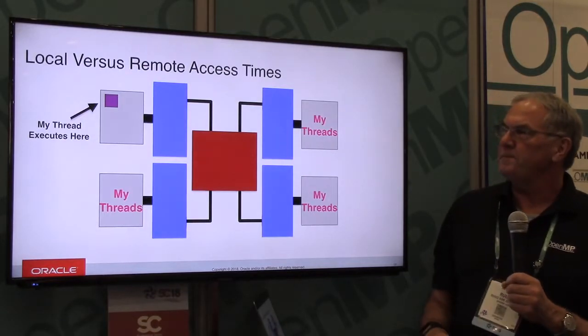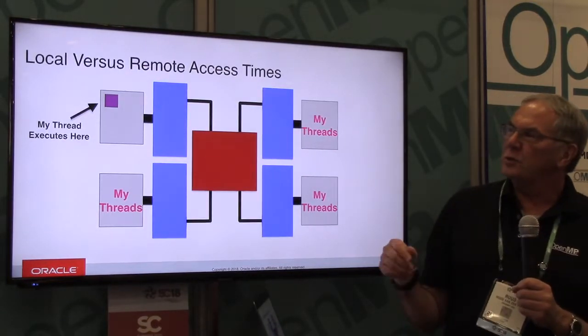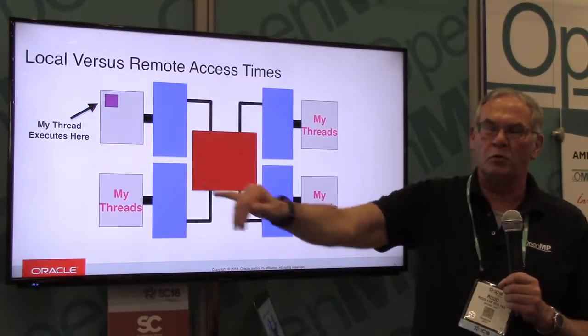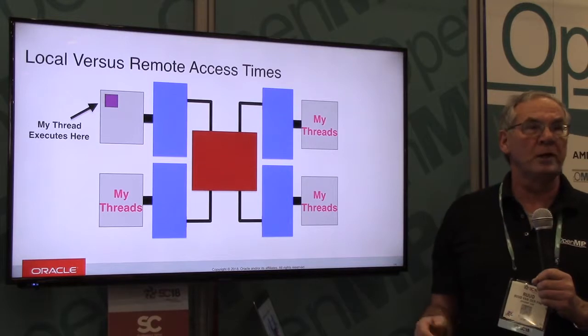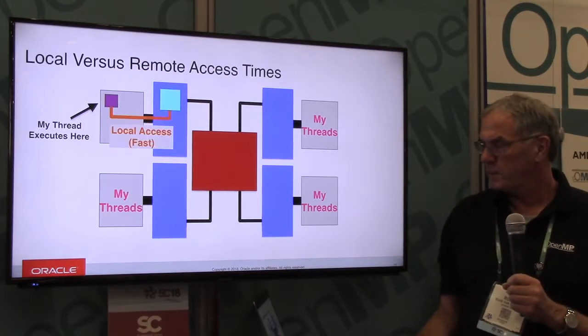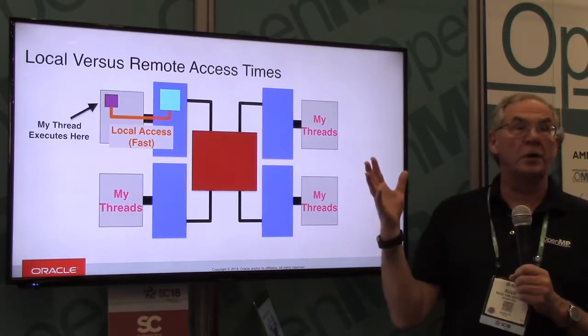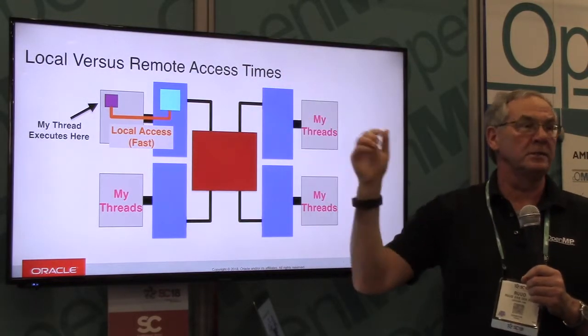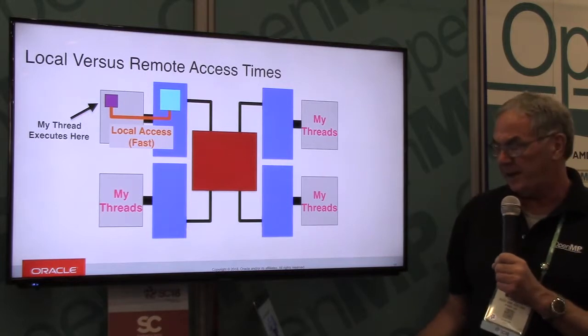Same picture. Here's the situation. When you're executing your thread on the upper left node, the question is, where's your data? If you manage to organize it so that your data is in that local memory, then you're in business. That's the fastest memory access you can get.